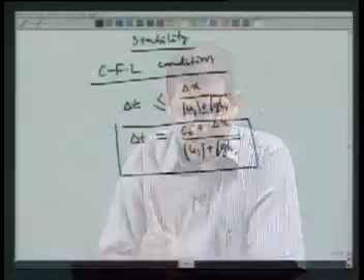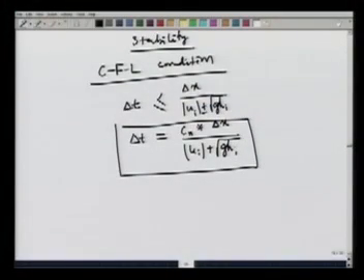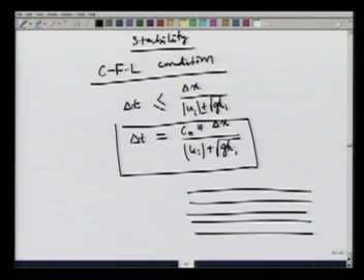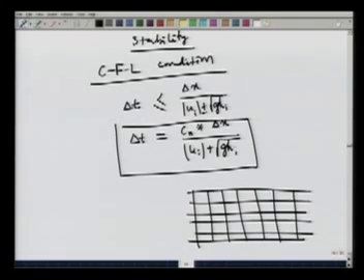And once you find out delta t, please check that this is dependent on I. That means if this is the numerical grid, for each time level, let us say this is the time level k plus 1.